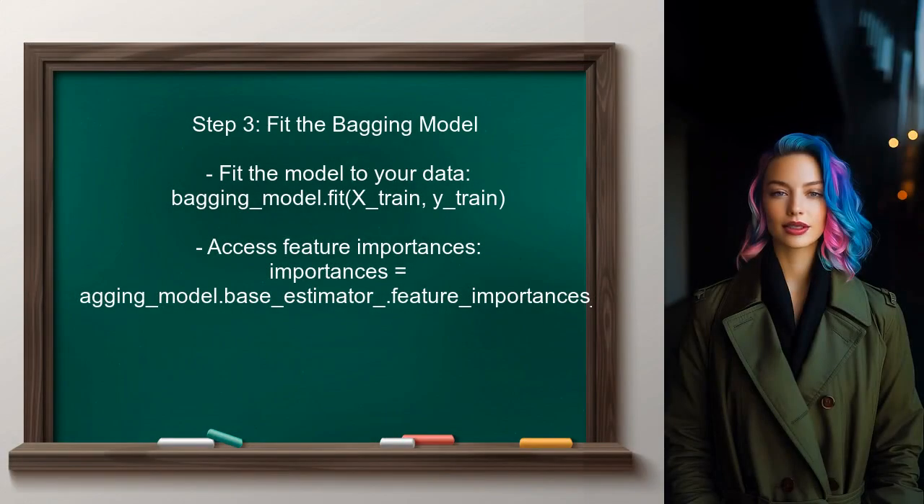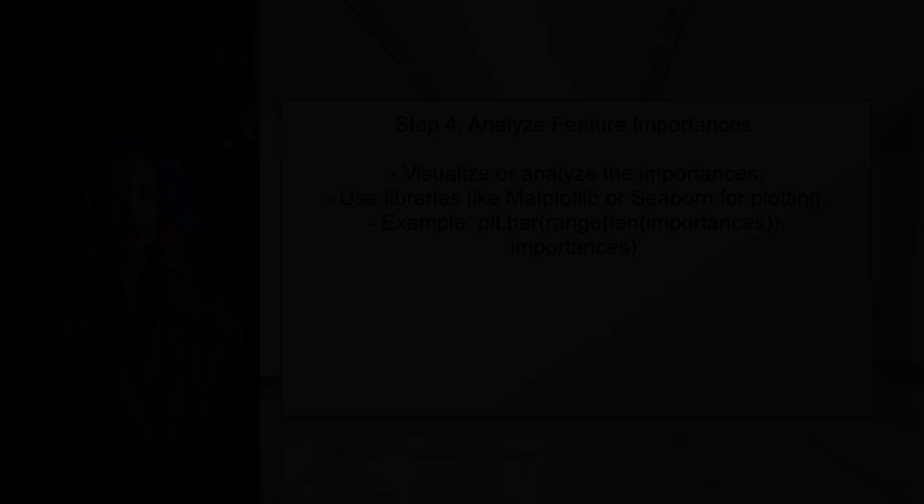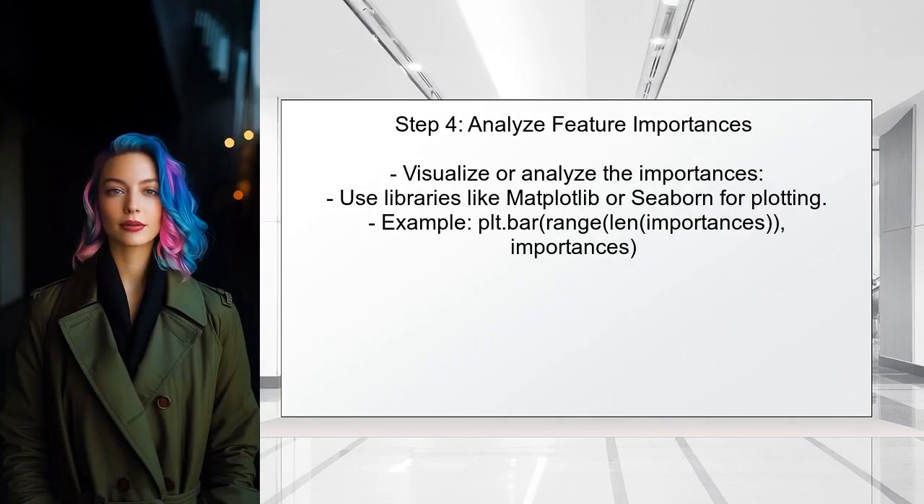After setting up the bagging model with the chosen base estimator, the user can fit the model to their data. Once the model is trained, they can access the feature importances from the base estimator. Finally, the user can visualize or analyze the feature importances. This can help them understand which features are most influential in their model's predictions.